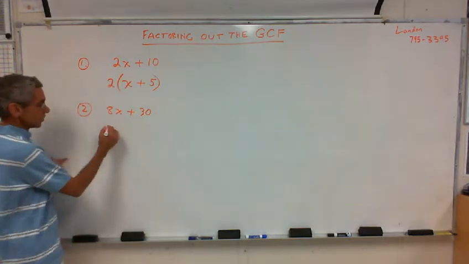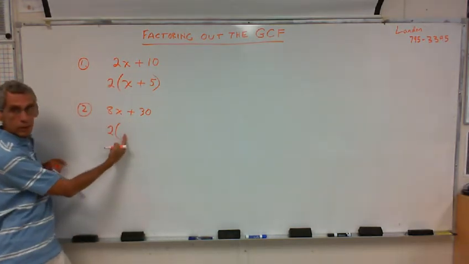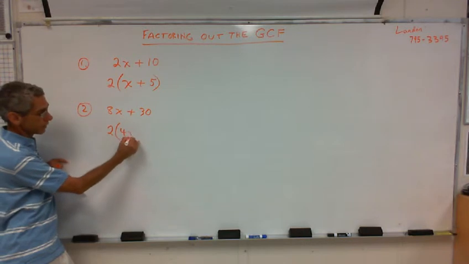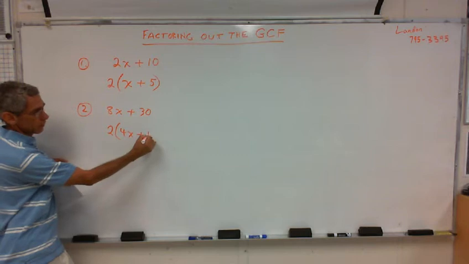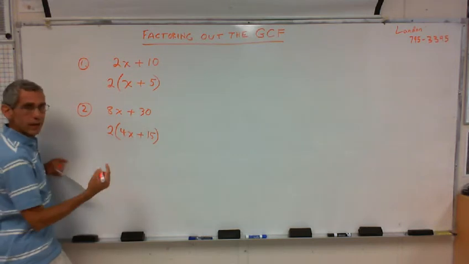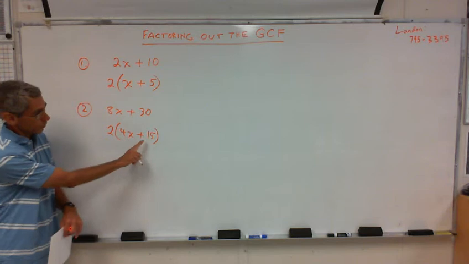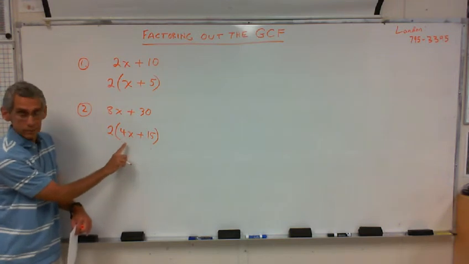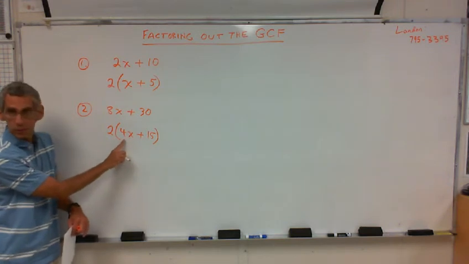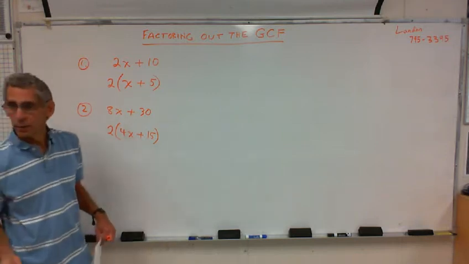Let's try it. So, 2 parentheses, what would I put here? 2 times what is 8? 4. So I'm going to have 4x plus 2 times what is 30? 15. Now, before I say I'm done, I'm going to quickly look at these two numbers. Are there any other factors that I didn't take out? No, there's nothing else that goes into both 4 and 15 other than 1. And that doesn't change anything.